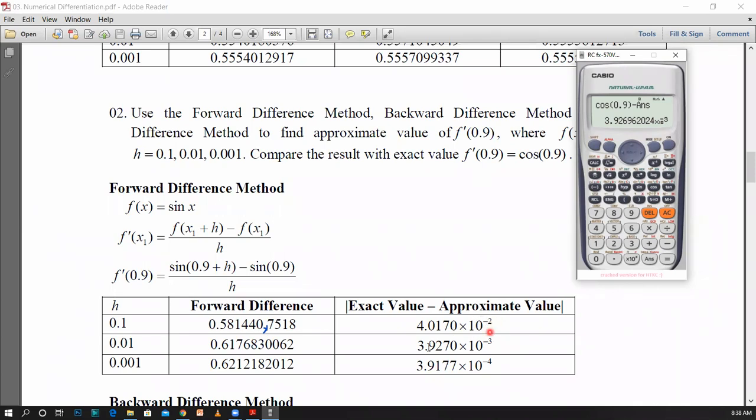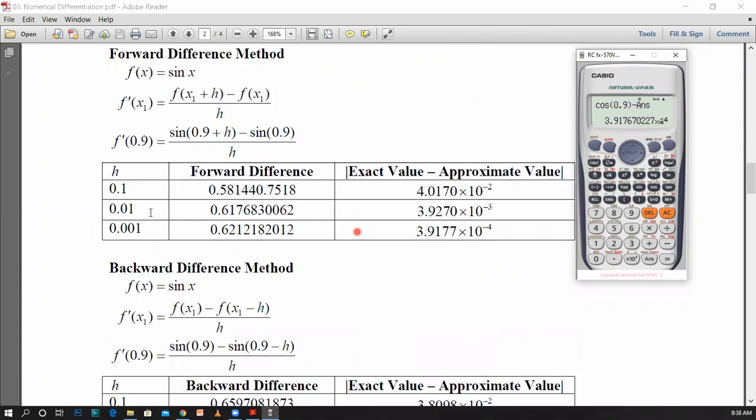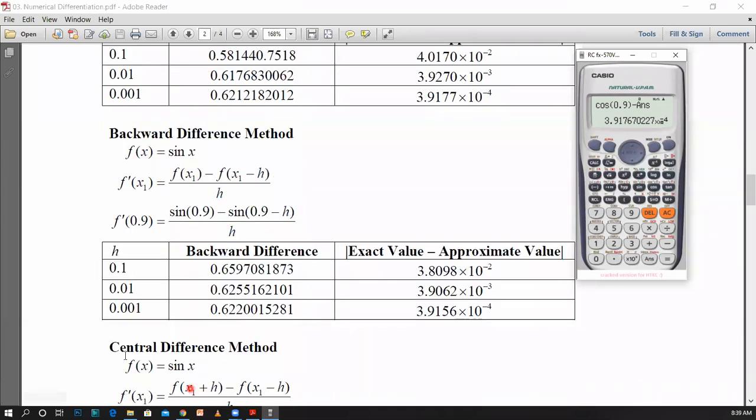Here we can see that once we have the values in this way, we can easily compare these values using the negative powers of 10. Then the next value is 0.001. Then you can get the third value for this forward differencing technique, and the difference between the exact value and the approximation would be 3.9177 times 10 to the power minus 4. Therefore, this is how we perform this calculation, and we can redo this calculation for the backward differencing method as well as for the central differencing method.